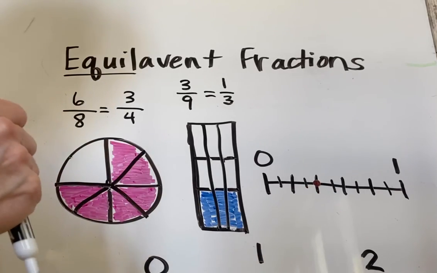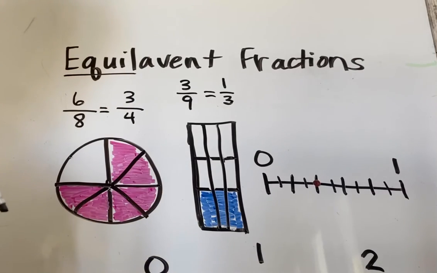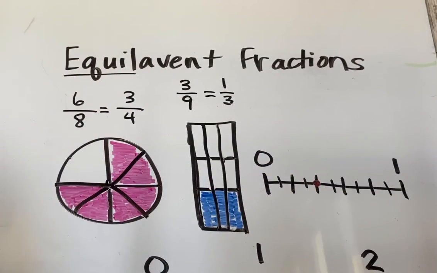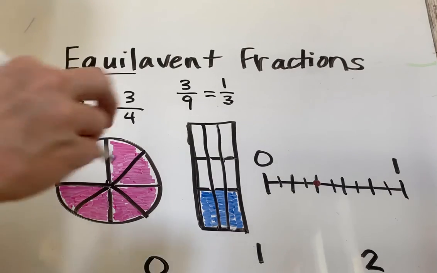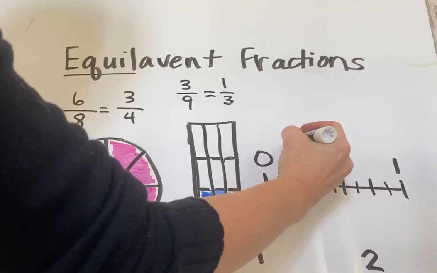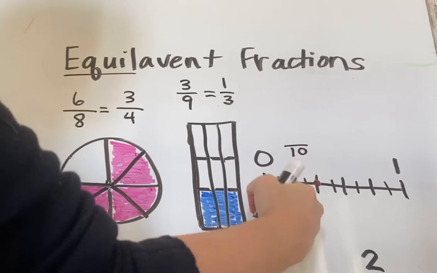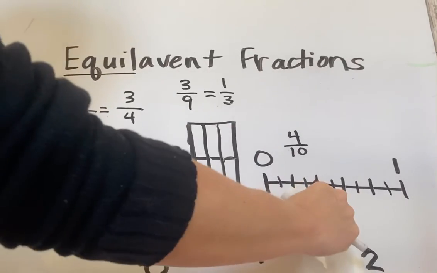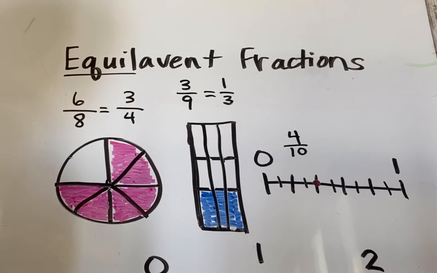Go ahead and pause your screen and write the fraction that represents where the red dot is. It's right there. You should have written, because this is one whole and there are 10 equal sections, 1, 2, 3, 4, 4/10 would be the fraction that represents this red dot here. Now, is there a way to simplify this? Can you see some of the lines and can you group this in any way?